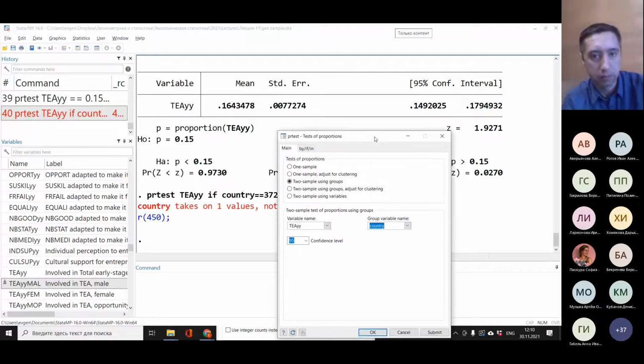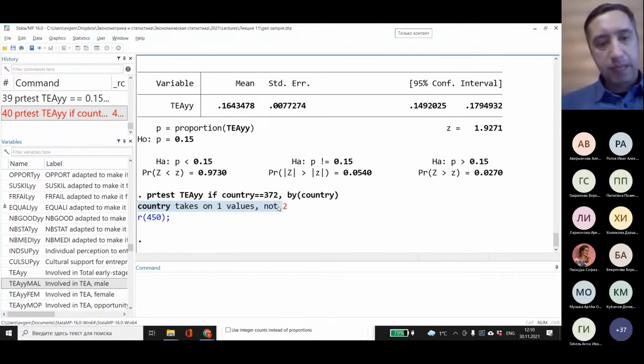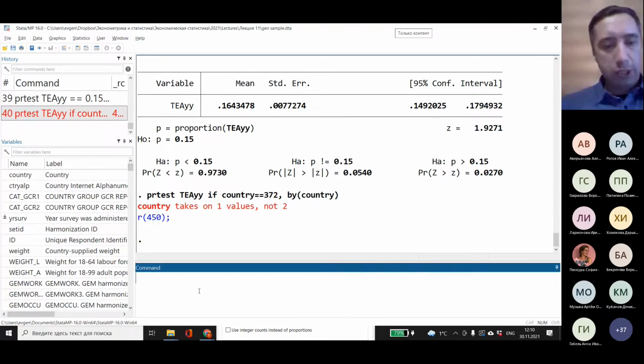Oh, wait. Yeah, should be. Well, sometimes we have such a problem: it takes on one value, not two. When we have such a problem, you should transform your variable. This is an interesting and important exercise for you.